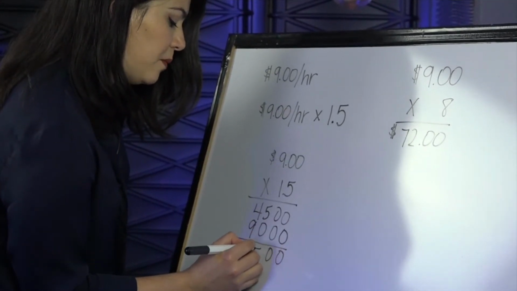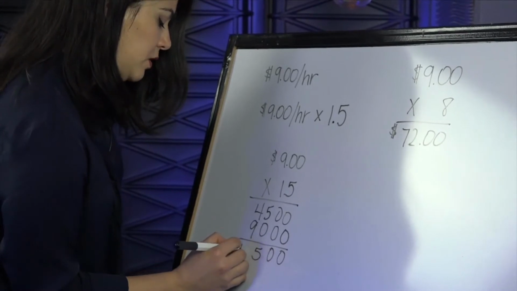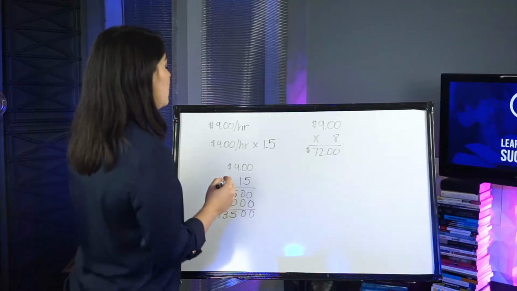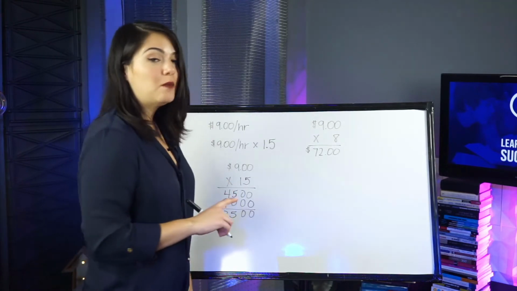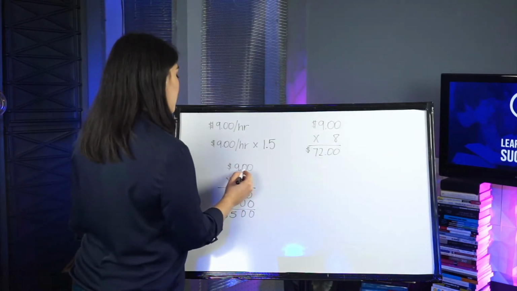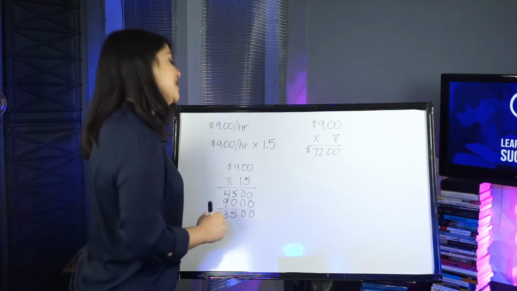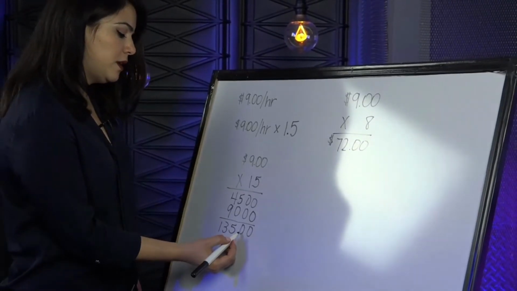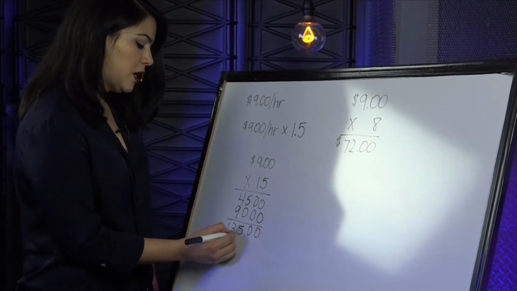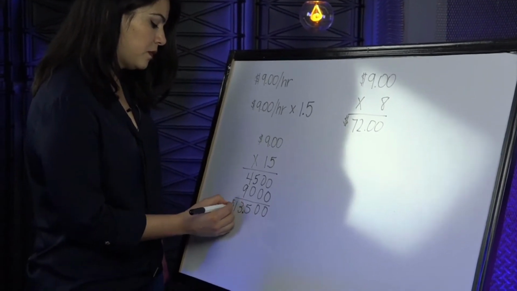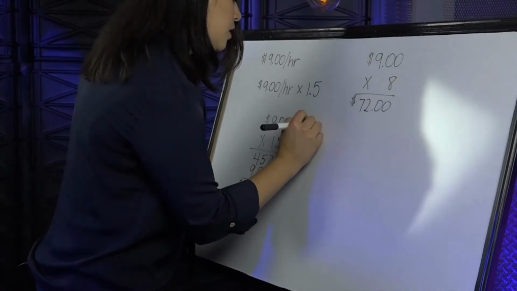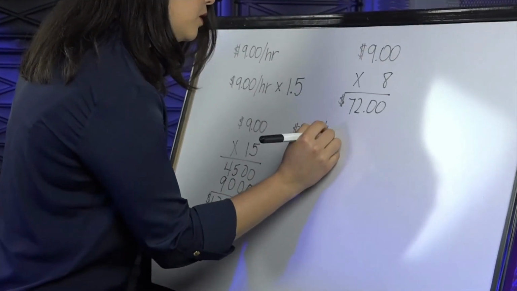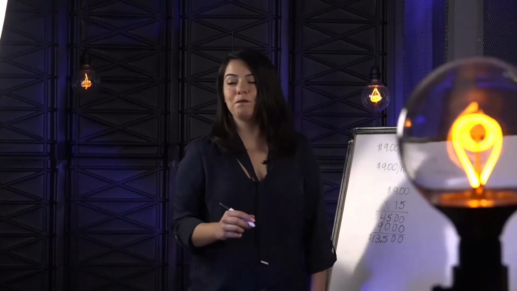We add this up. 4 plus 9 is 13. Then we look at how many numbers there are behind the decimal point. 1, 2, 3. That means in our answer there will be 3 numbers behind the decimal point. Our decimal point goes right here. So Alan earns $13.50 per hour when he works overtime.